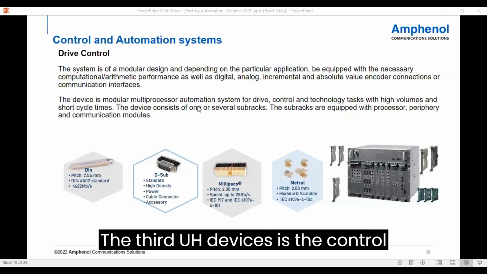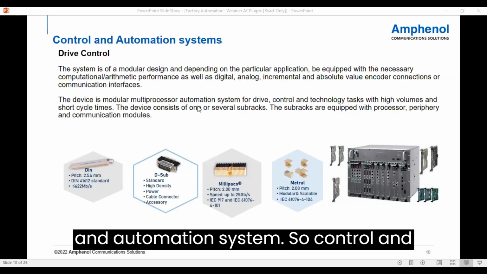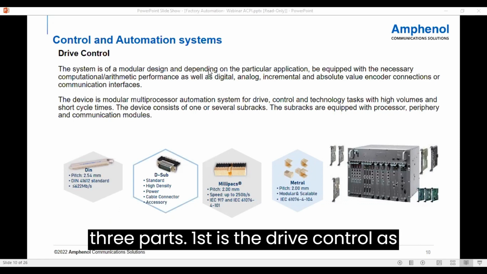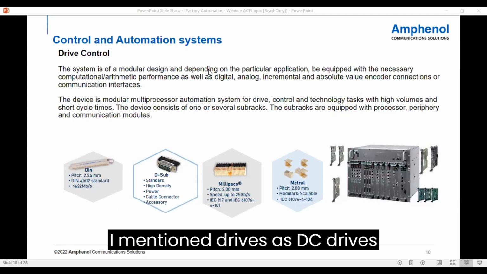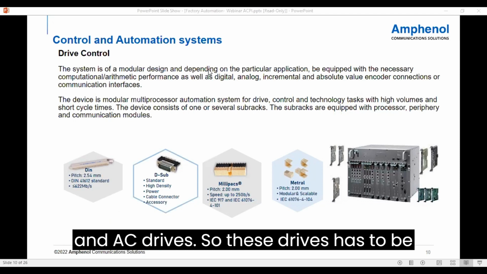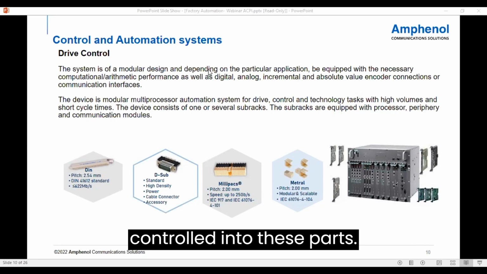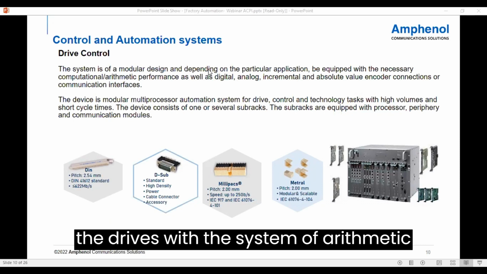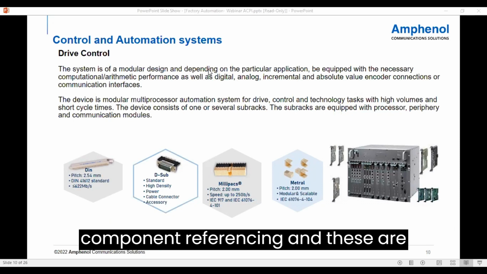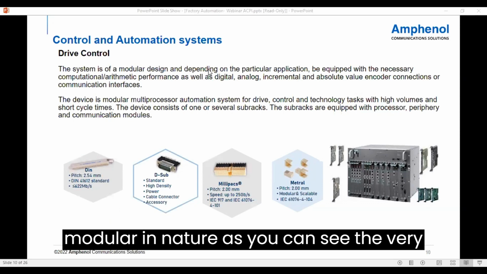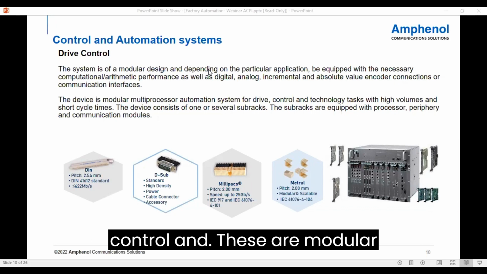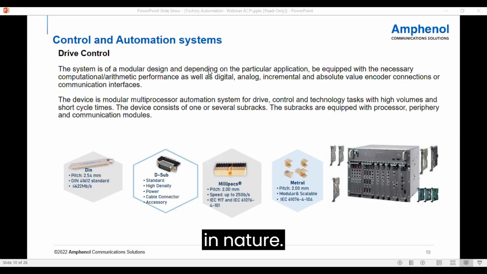The third device is the control and automation system. Control and automation systems are segregated into three parts. First is the drive control. As I mentioned, drives are DC drives and AC drives. These drives have to be controlled, and drive control focuses majorly on the control of the drives with the system of arithmetic component referencing, and these are modular in nature. As you can see in the image of the DC drive control, these are modular in nature.